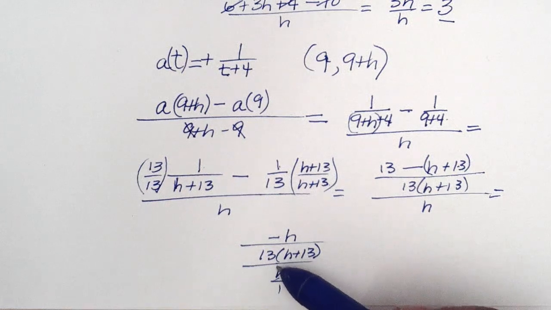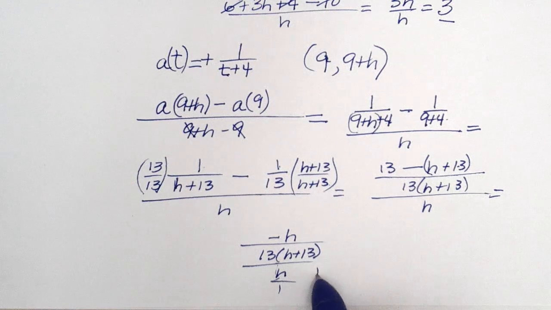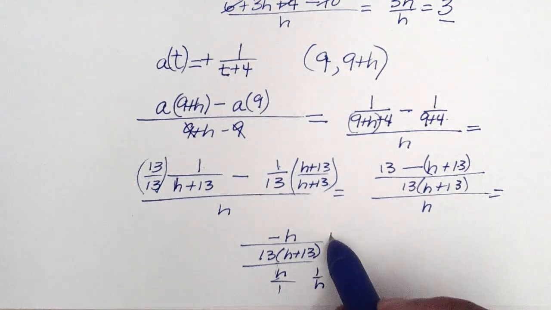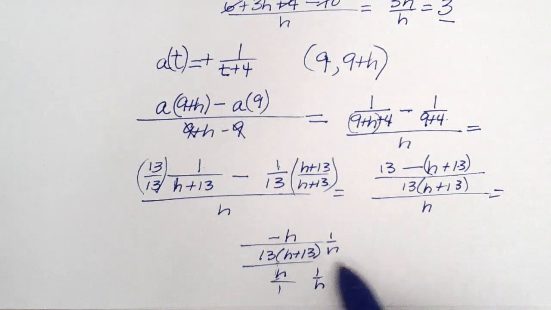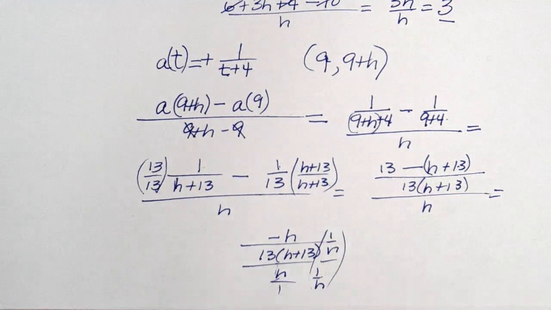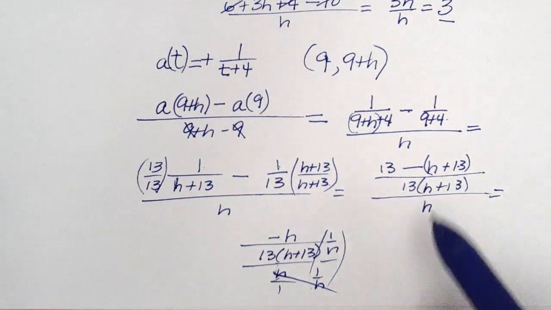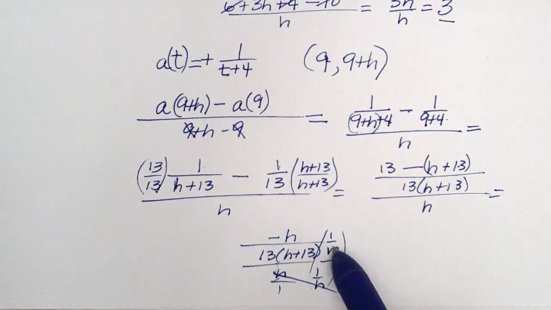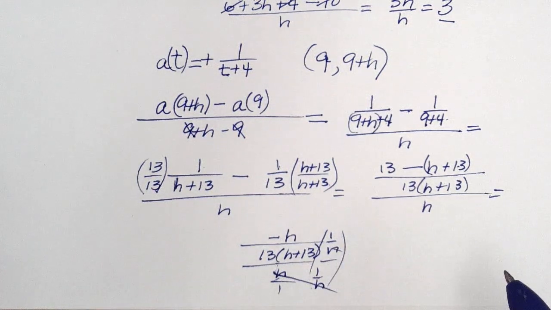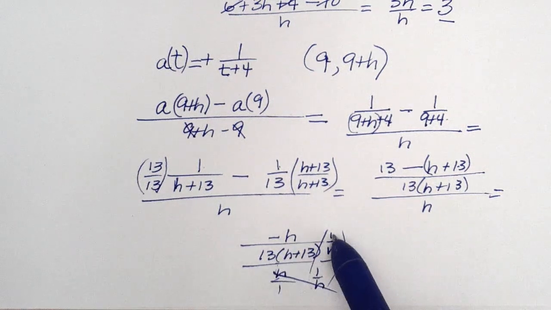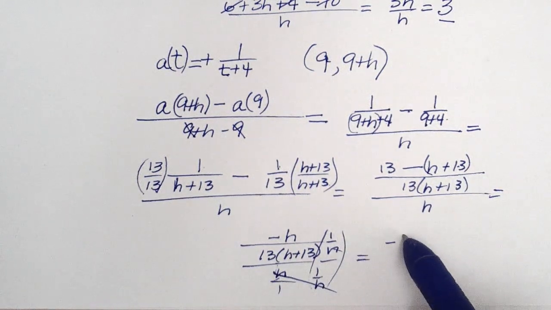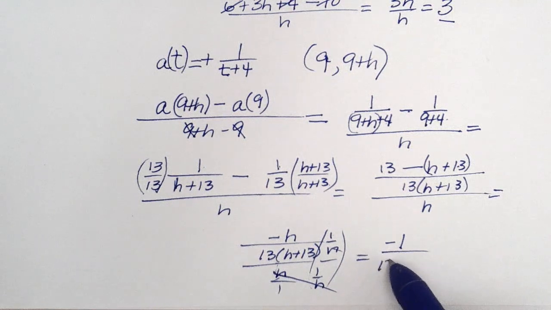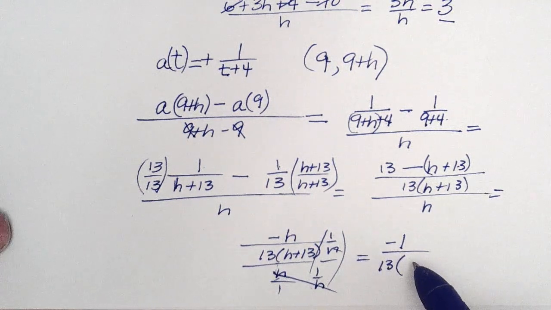To get rid of this double fraction, I'm going to multiply this by 1 over h, so I have to do the same to the numerator. Again, this is like 1, it doesn't change it, so that's why I can do that. And then these h's will cancel, and I'll get minus 1 over 13 times h plus 13.